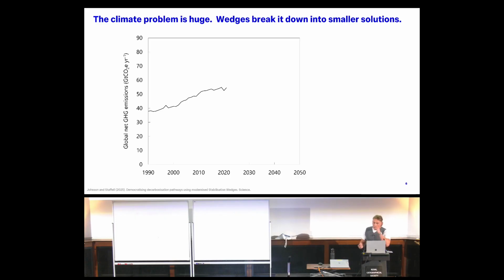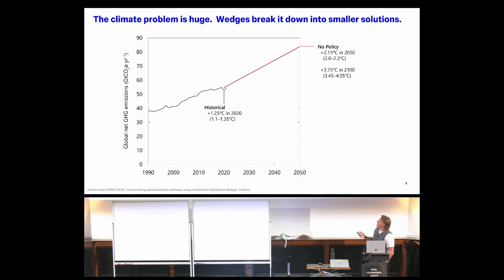Okay, so the next thing to know is that the climate problem is huge. This squiggly line here is showing us global net greenhouse gas emissions from 1990 up until roughly the present day. And so we see that emissions have increased at a roughly steady rate over the last 50 years. And to date, we've had about 1.25 degrees of warming, although in individual years, we've seen over 1.5 degrees of warming. This is a decadal average temperature.